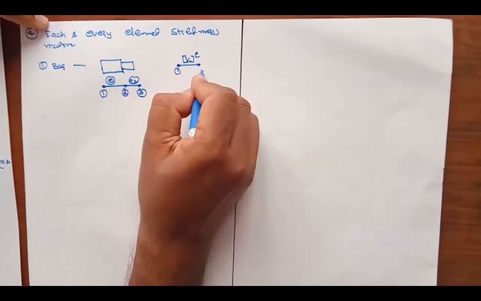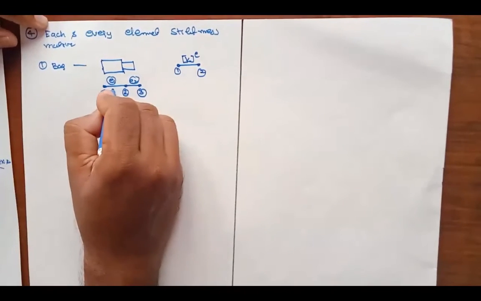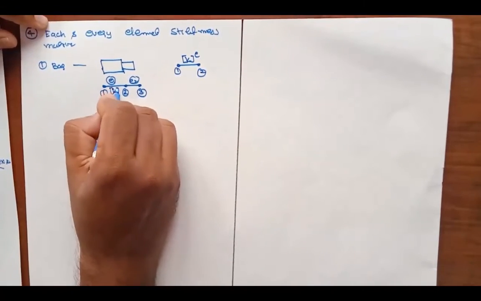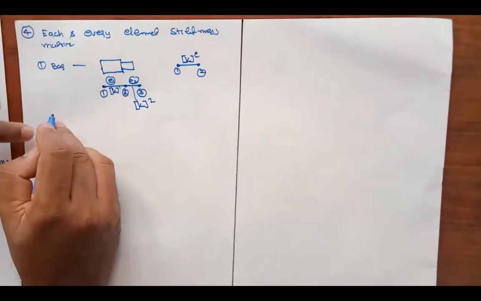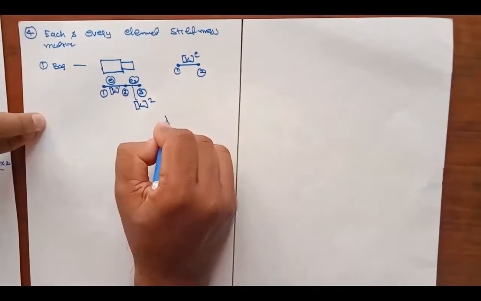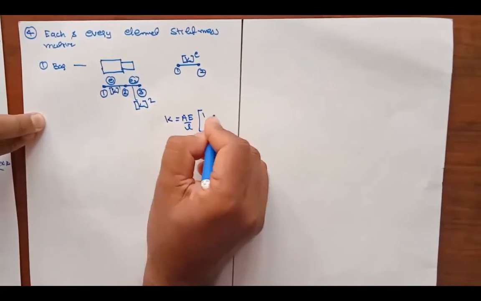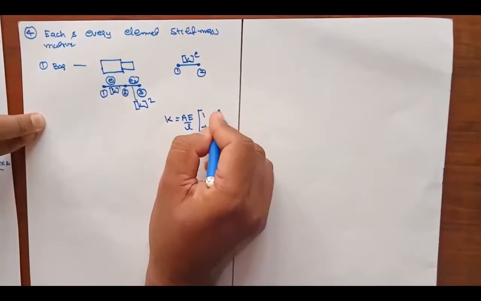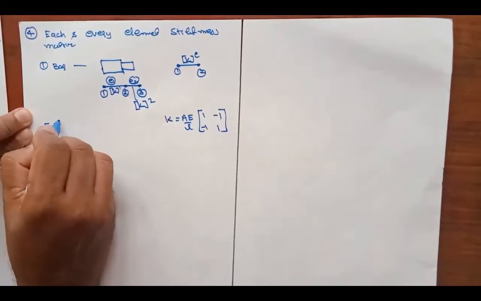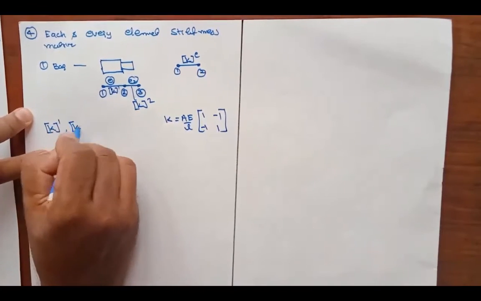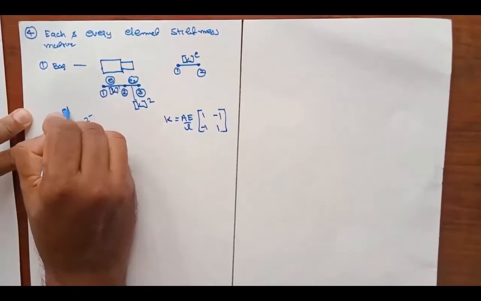So once you know the simple bar element stiffness matrix, having nodal numbers 1, 2, you need to find the first element stiffness matrix, called K1, and for the second element you should find K2. By using the elemental stiffness matrix, K is equal to AE by L into [1, -1; -1, 1], you should find K1 as well as K2. The superscripts 1 and 2 indicate the element number.